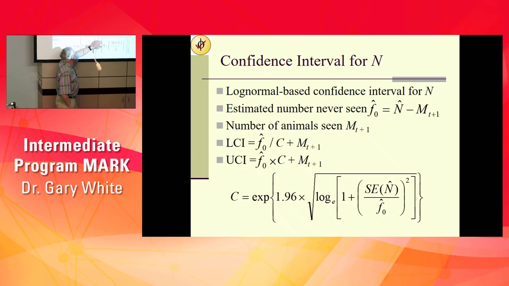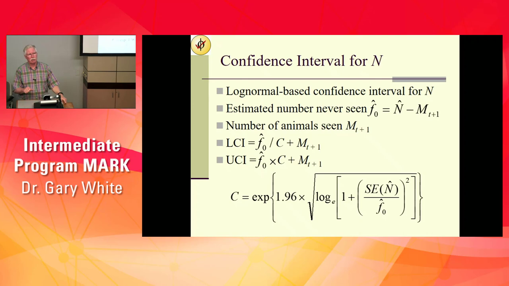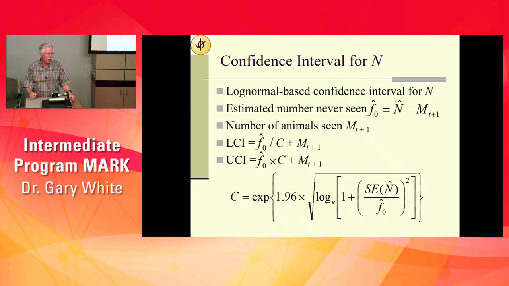So we take F0 divided by C. C comes from this, plus M of t plus 1. And then we have the UCI, the upper confidence interval, F0 times C plus M of t plus 1. And that'll give us a confidence interval that never goes below M of t plus 1. It wouldn't make sense to have a bound lower than M of t plus 1, because you had those in your hot little hands. You caught them. Or I guess if they're bears on hair snares, you had your hair snared. You know they're out there.